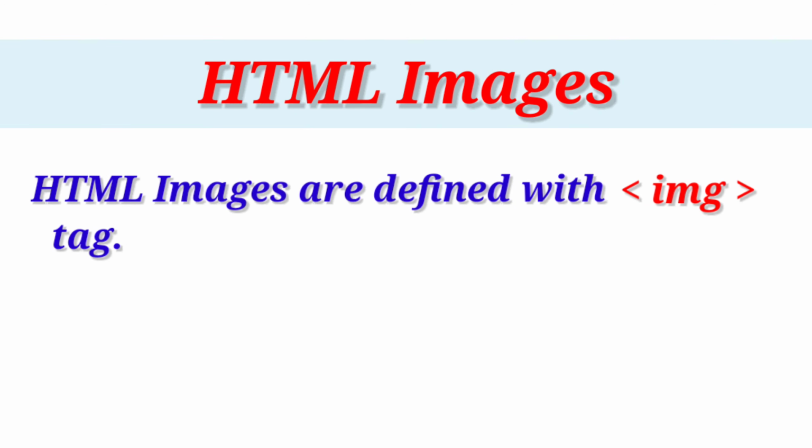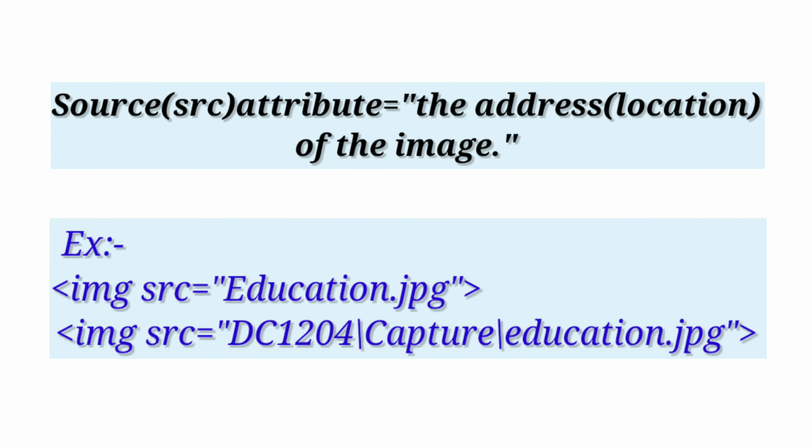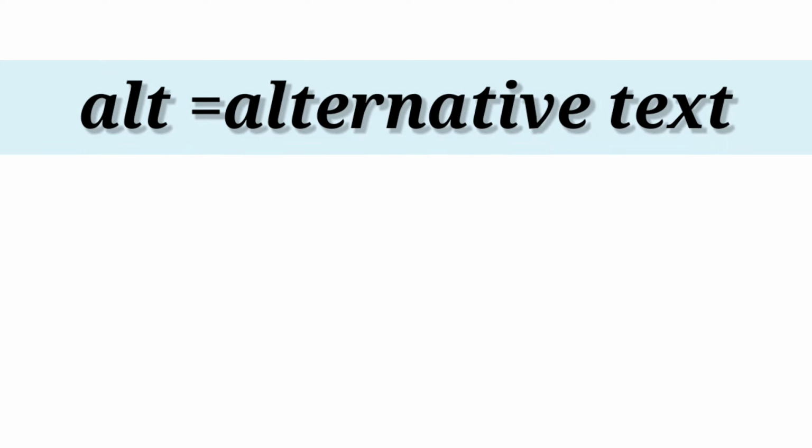So the first topic is HTML image. HTML images are defined with image tag, that is img tag. It contains attributes like source, alt, width and height. The source attribute holds the address of the image. The alt attribute contains the alternative text.